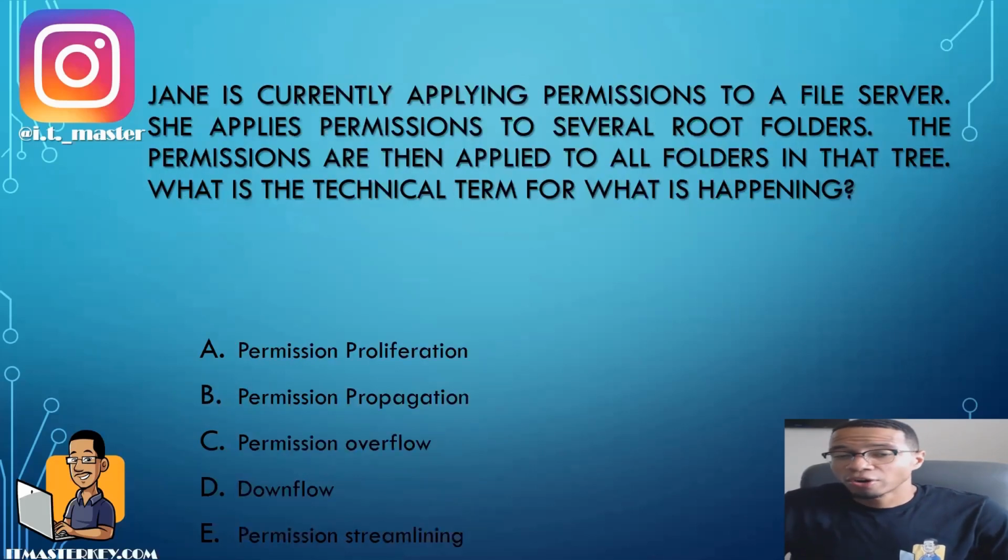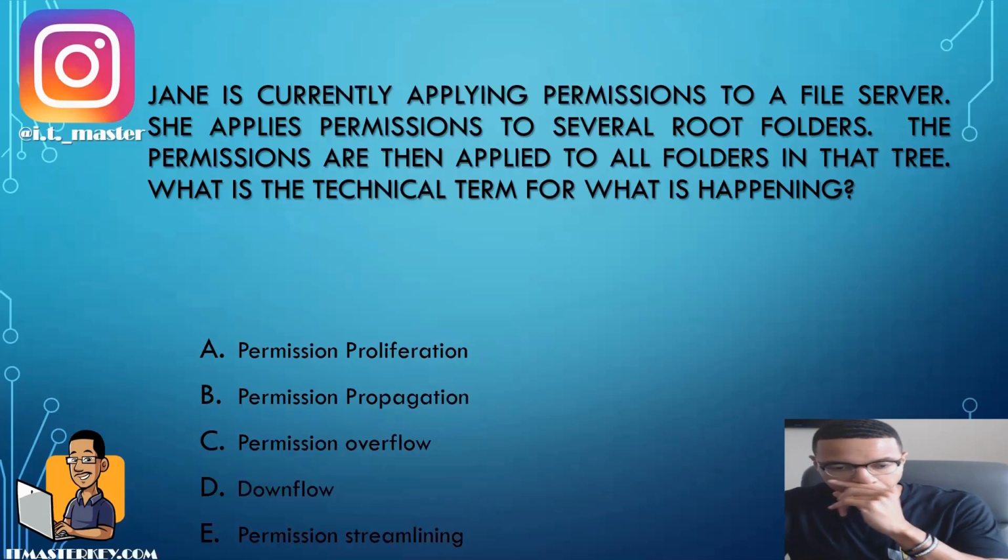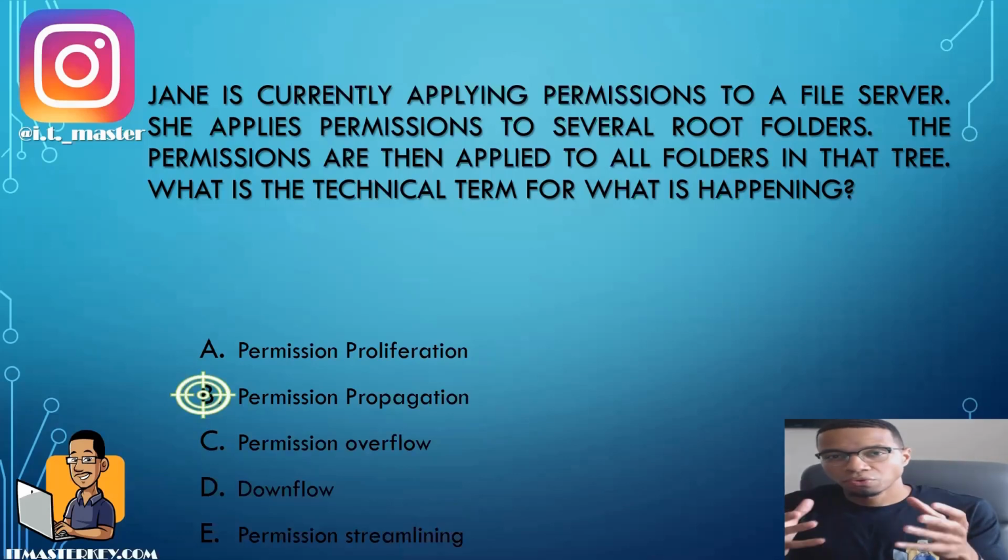All right, Jane is currently applying permissions to a file server. She applies permissions to several root folders. The permissions are then applied to all folders in that tree. What is the technical term for what is happening? So the technical term for what is happening is permission propagation. So whatever you do on the root folder or the main folder is going to get applied to all the folders within that folder. Make sense?